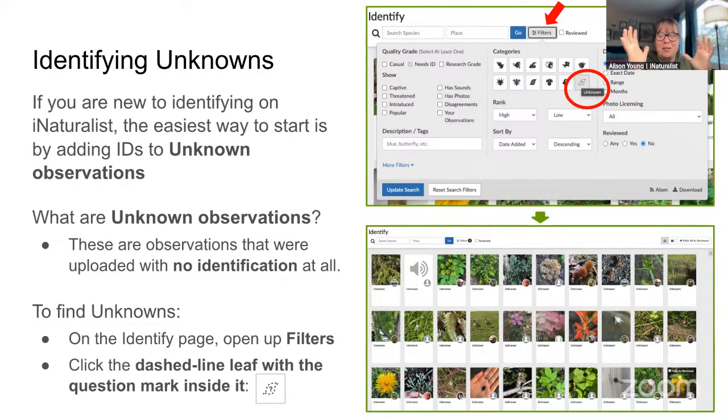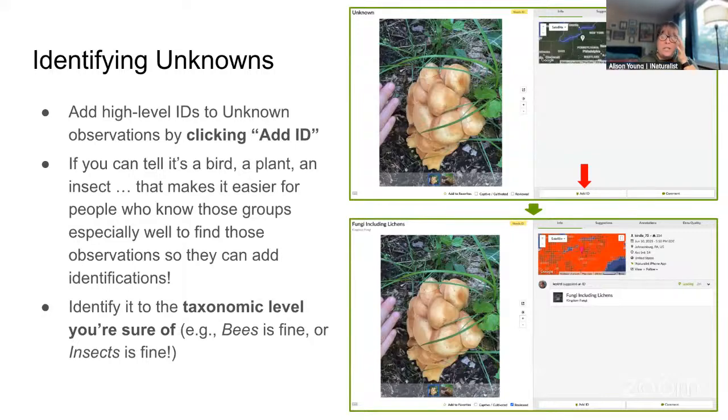So when you filter for unknowns, you open up that little filters button on the identify page, and there's this little dashed line leaf with the question mark inside of it. And if you click that, it's going to show you all the unknown observations on iNaturalist. So before, where it was showing you everything that needed identifications, now it's only showing you things that are labeled as unknown. So once you've filtered for unknowns, you can click on one of those thumbnails to open up that observation. In that observation, you click Add ID to open up the identification field.